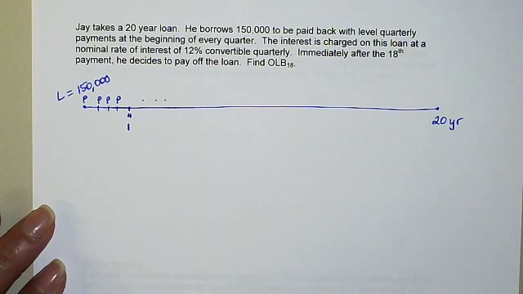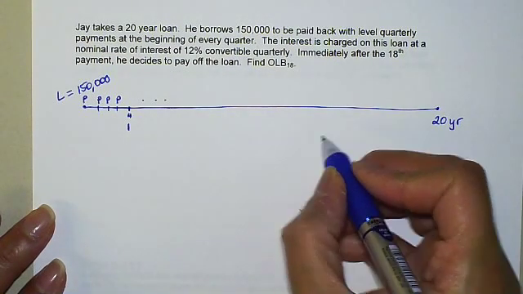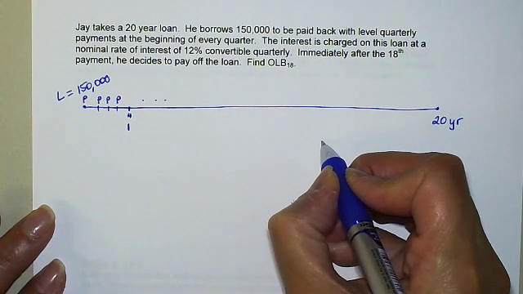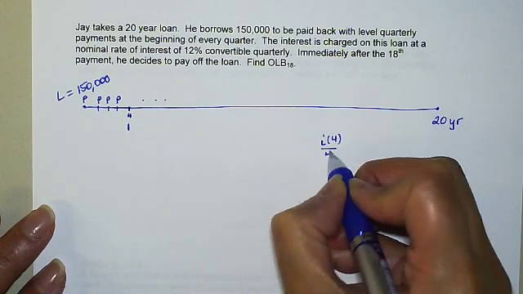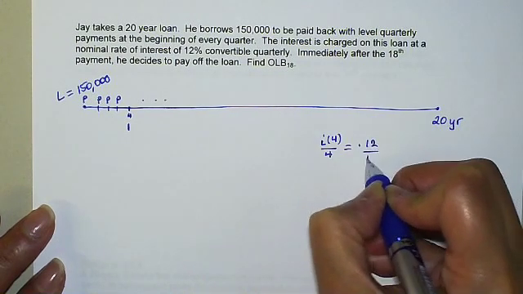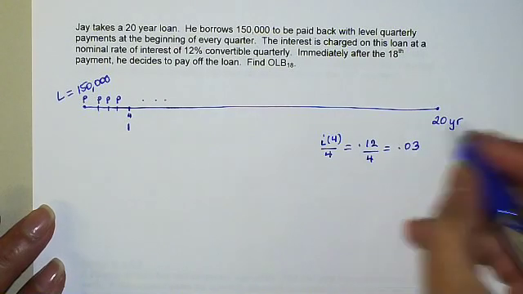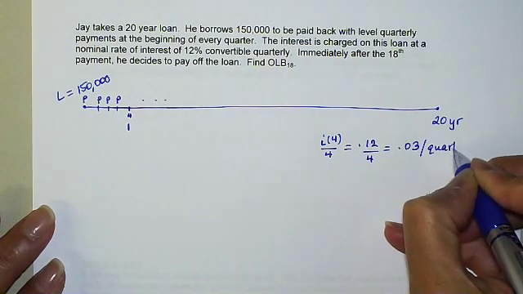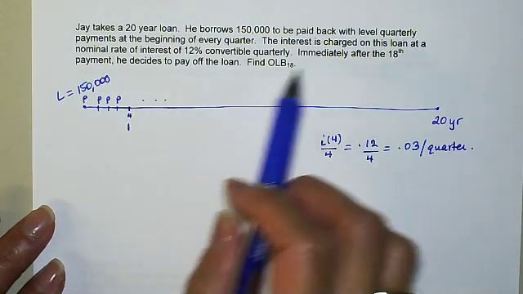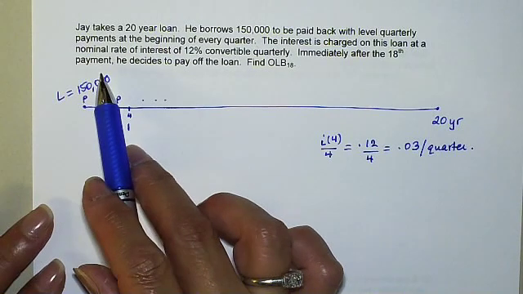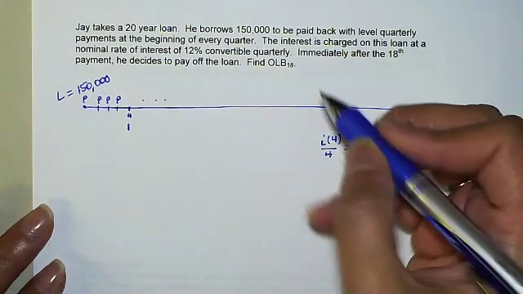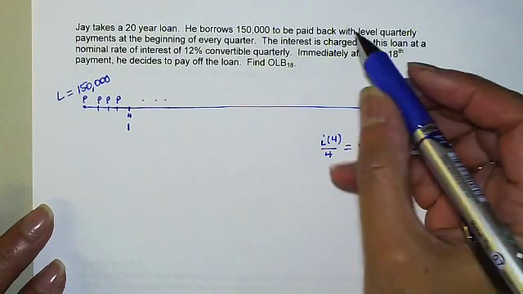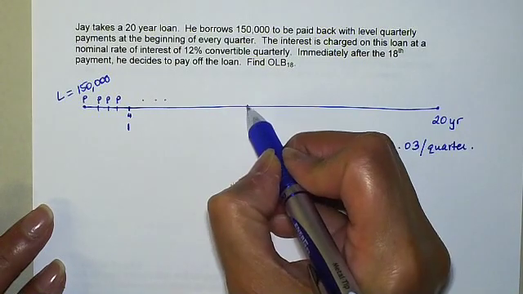Okay, so let's call it P. P, P, P, P, and all the way through. The interest is charged on this loan at a nominal rate of interest of 12% convertible quarterly. Okay, so i^(4)/4 equals 0.12 over 4, which is 0.03 per quarter.